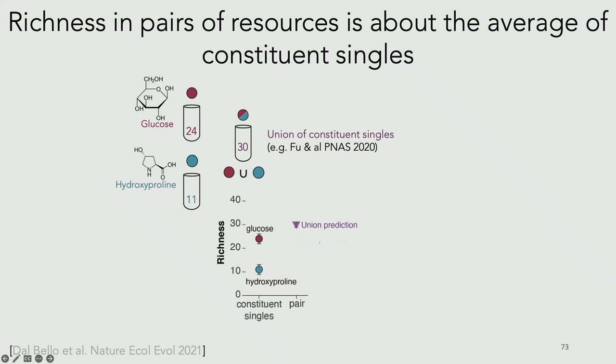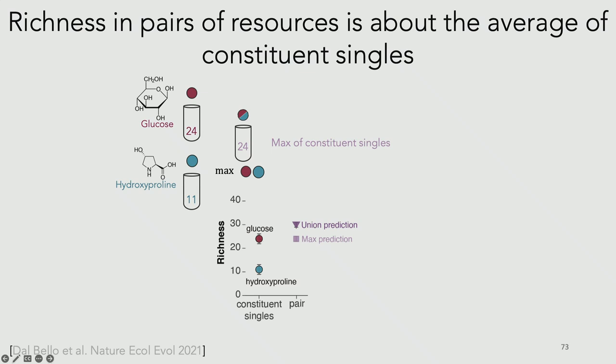This is something that was observed in a previous study published in PNAS, where they were looking at communities from the phycosphere and combining different carbon sources. The union would say about 30 species. The other possible prediction is that you don't exactly get the union, but still get the maximum. If the concentration of carbon really matters and sets the number of species that can be supported, maybe it's the maximum of these two carbon sources. So it's going to be 24 species.